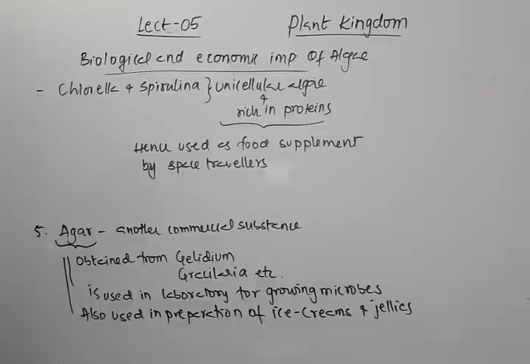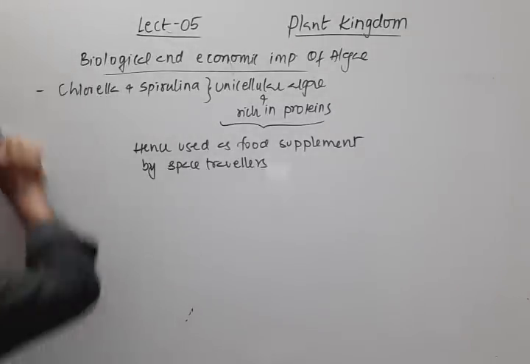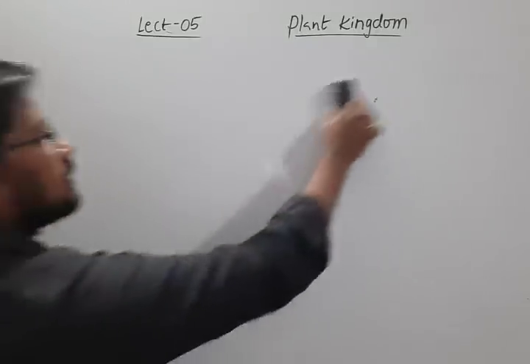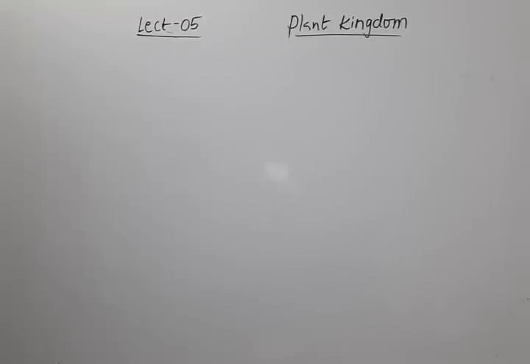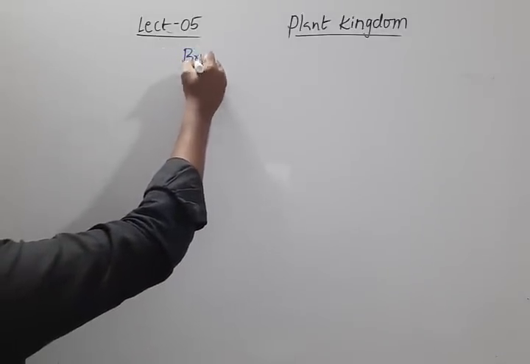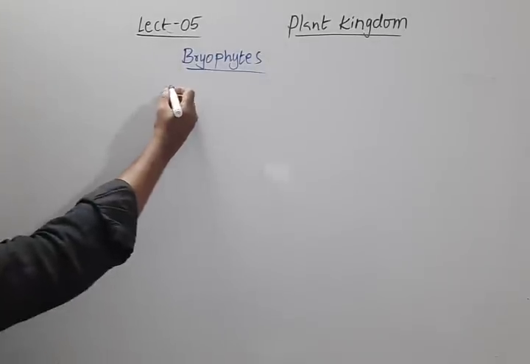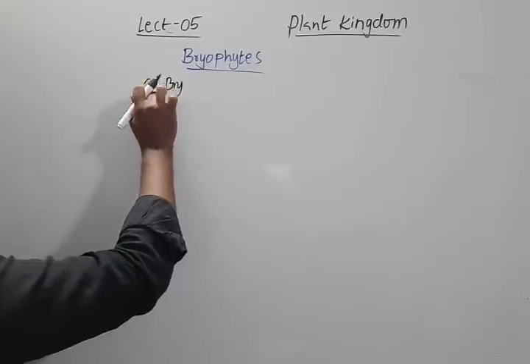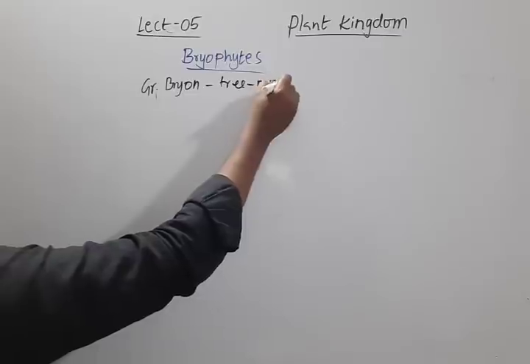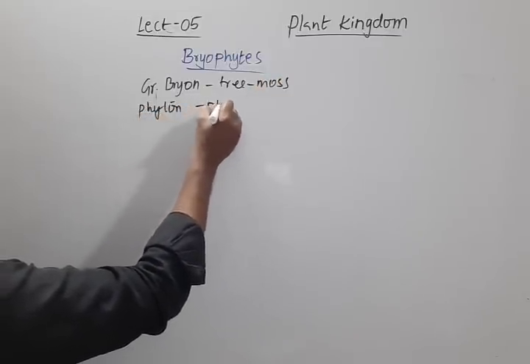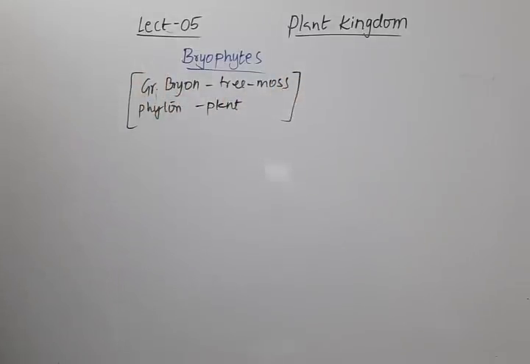So these are a few of the biological and economical importance of algae. With this we finish off the group algae, and then next we'll start with the next group under this plant kingdom, the bryophytes. Bryon from the Greek means tree moss, and phyton means plant. Later we'll understand all those things about these bryophytes.